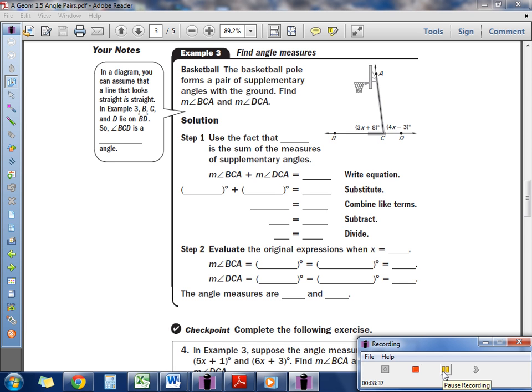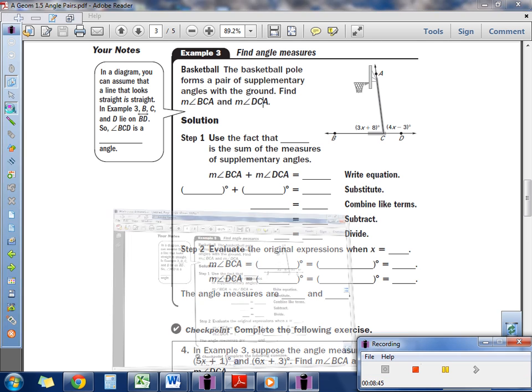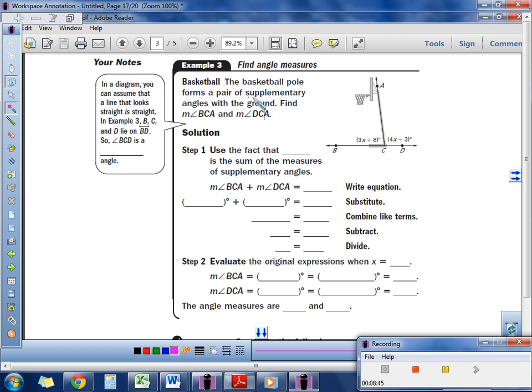Example 3 says the basketball pole forms a pair of supplementary angles with the ground, but it wants us to find the measures of these two angles. So we have to really pay attention to what we do at the end. First thing we're going to do is realize that we have this math word, supplementary, which means adds to 180 degrees. So I know that these two angles will add up to 180, and you can see that's noted by the straight line in the picture.